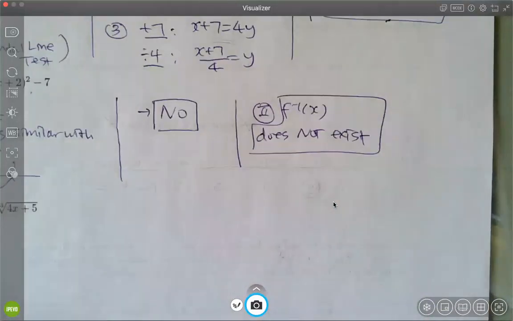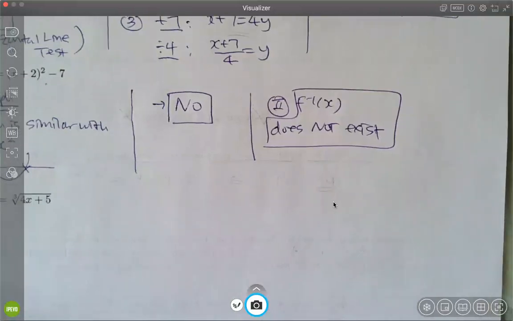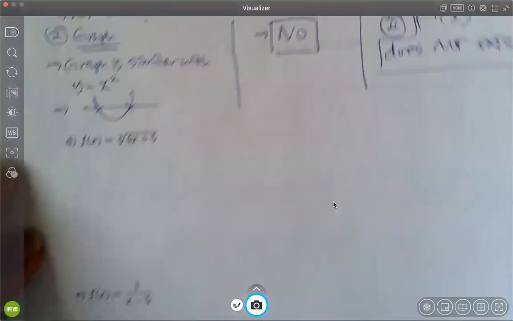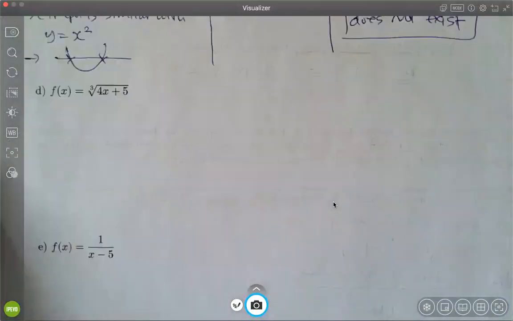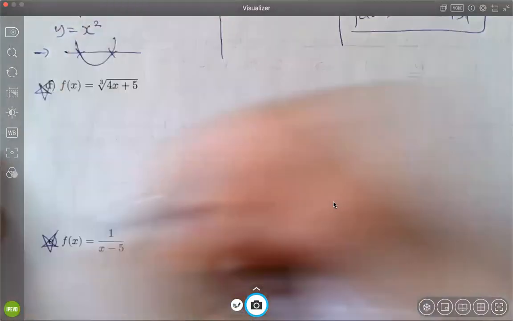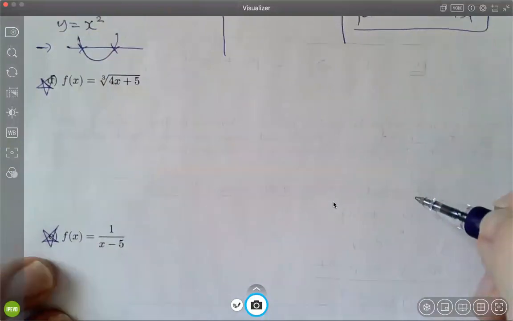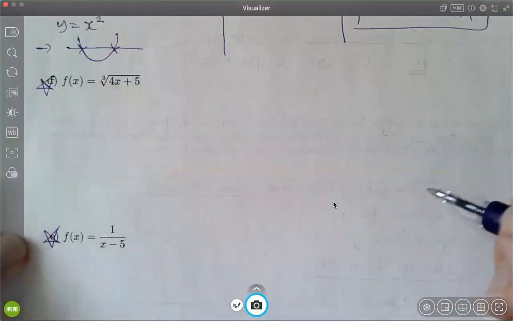And now part D. Basically D and E are the tricky ones here, so be careful on part D. It's not the square root, it's the cube root. Okay, so now let's try to use the graph.